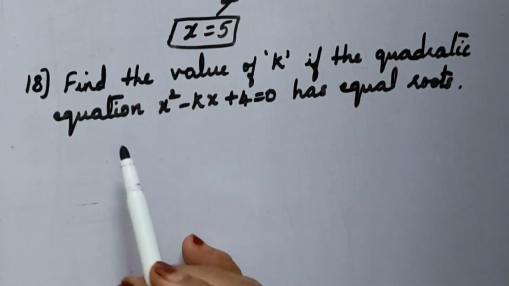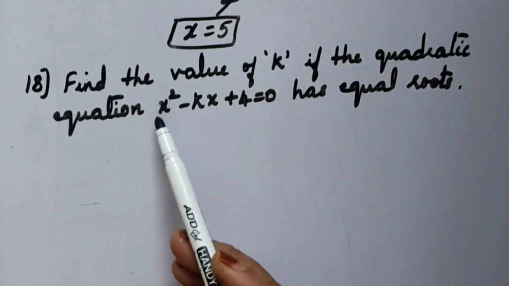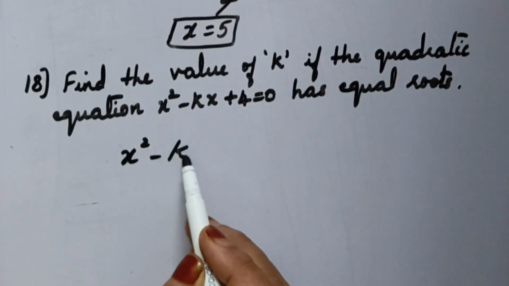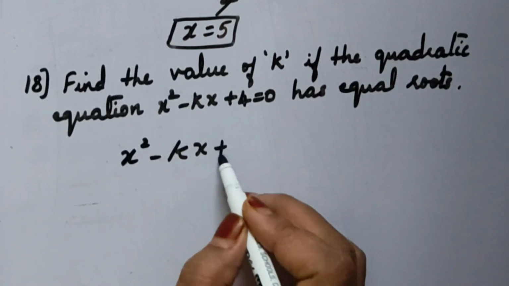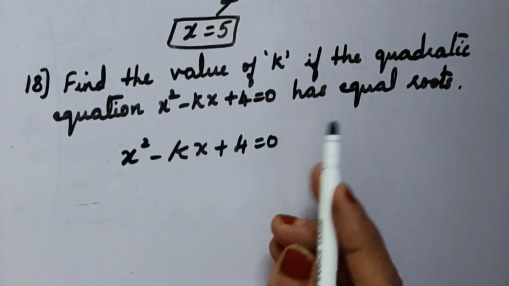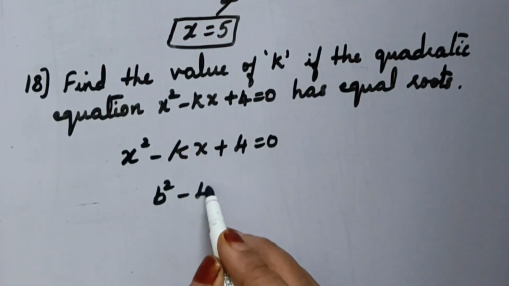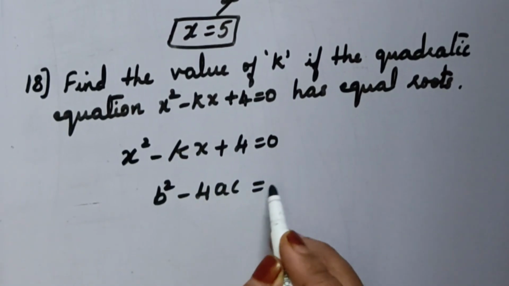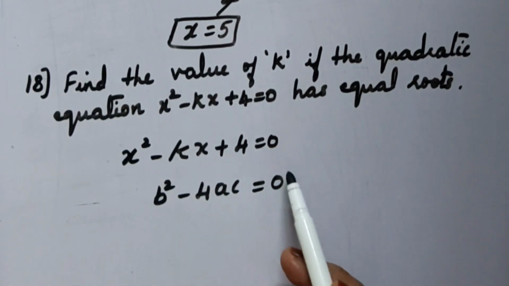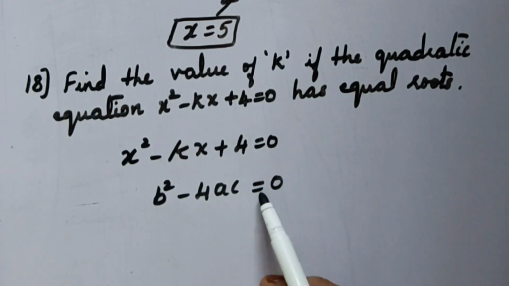Let's solve the next question. Find the value of k if the quadratic equation x square minus k of x plus 4 equals 0 has equal roots. So the discriminant will be b square minus 4ac equals 0, right? So this is a discriminant where it has got equal roots.